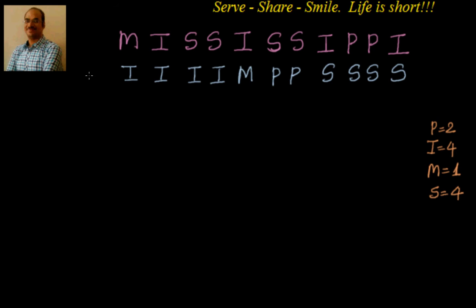We will start with I. So I want the rank of the word Mississippi in the dictionary. That means I have to cross through I, then only I will go to M. So first I want to finish all the words which are starting with I, because my first letter in Mississippi is M. I have to cross through all I's.